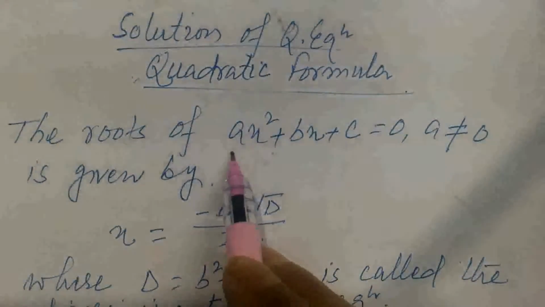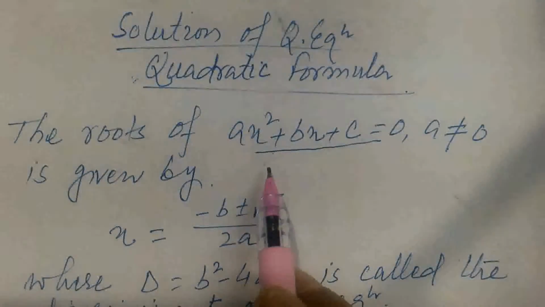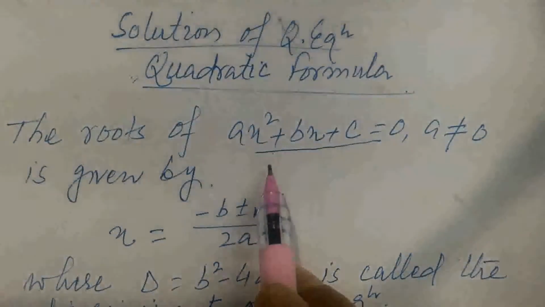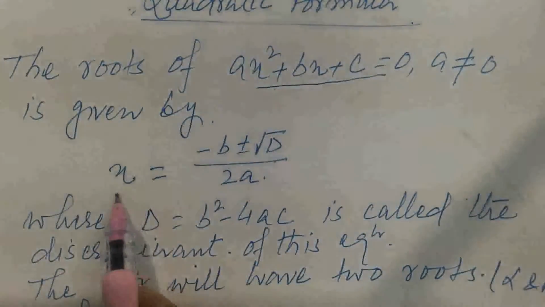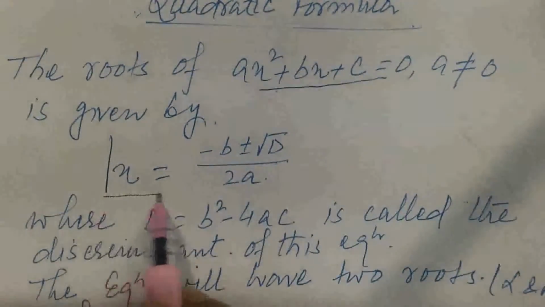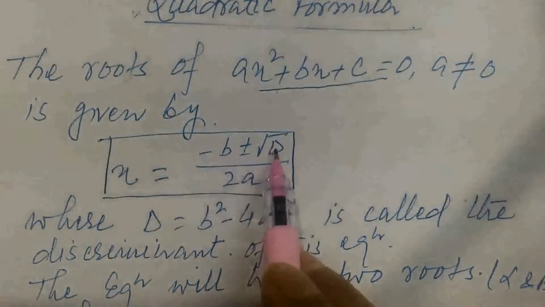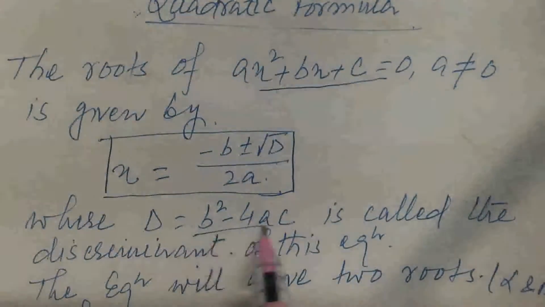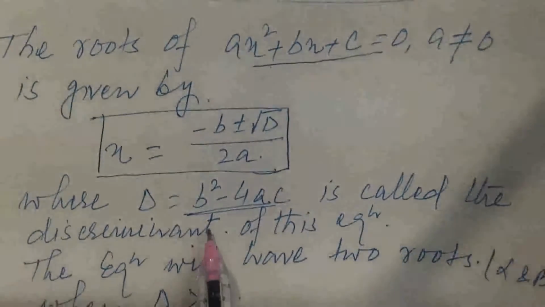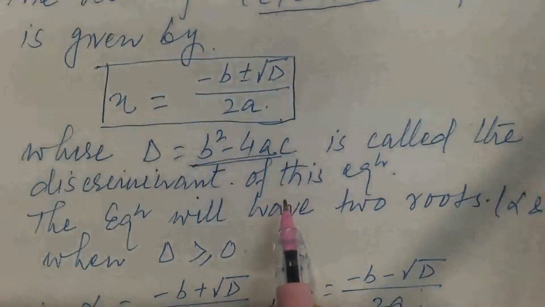Let us say you have a quadratic equation ax square plus bx plus c is equal to 0, where a is not equal to 0. Then the roots of the quadratic equation are given by this formula: x is equal to minus b plus minus root d by 2a, where d is b square minus 4ac, called the discriminant of this equation.